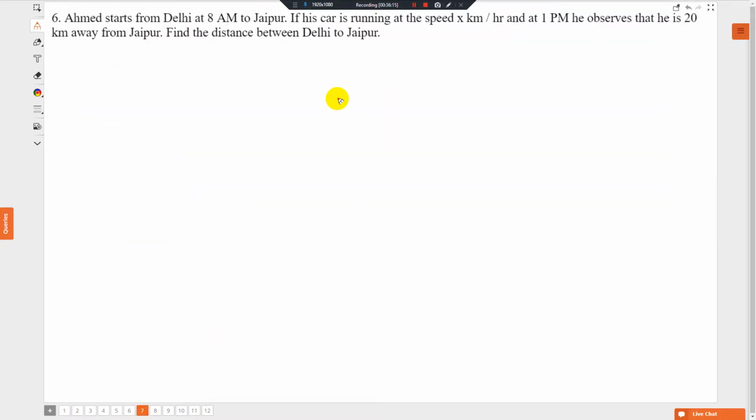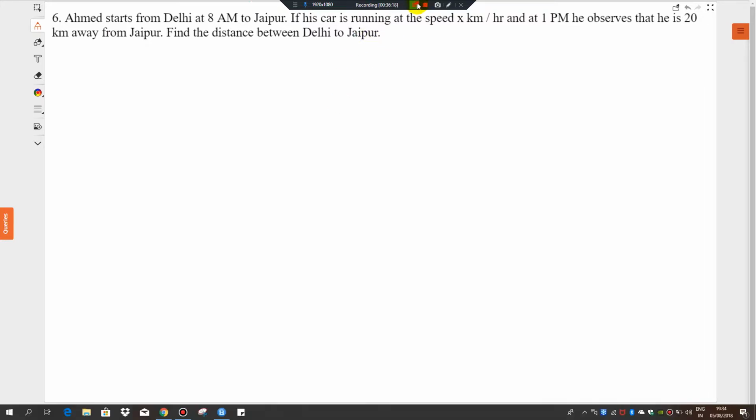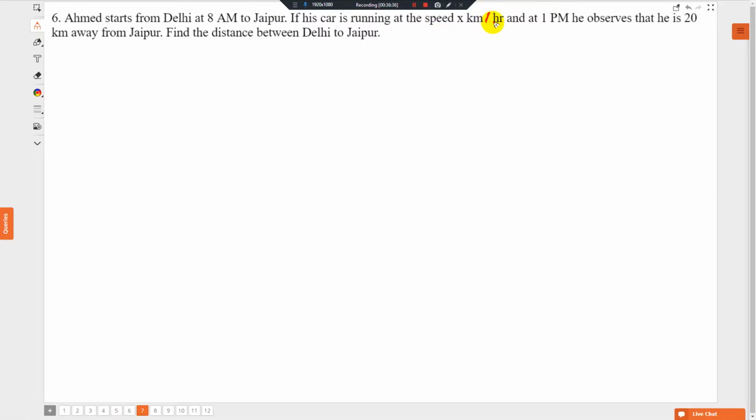Now they have said that Ahmed starts from Delhi at 8 a.m. to Jaipur. He's traveling from Delhi to Jaipur. His car is running at a speed of x kilometers per hour, and at 1 p.m. he observes that he is 20 kilometers away from Jaipur. Find the distance between Delhi and Jaipur.